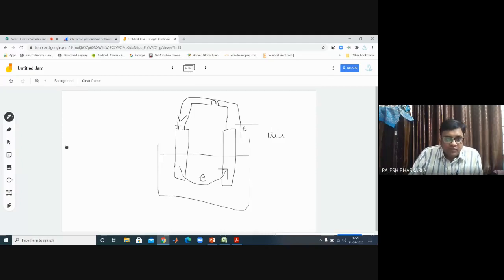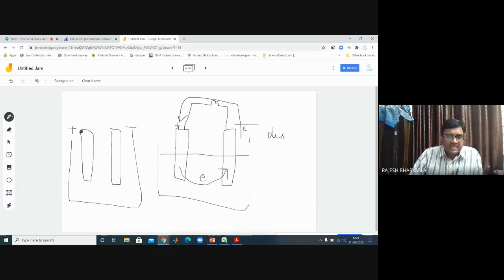But if you want to understand during charging, the reversal happens. So what happens during charging? If this is positive and this is negative, during charging we'll connect it to the source. When we connect it to the source, the reversal happens. Reversal means the electrons are released from here, and the electrons are deposited at the cathode. So here actually this is discharging and this is charging.